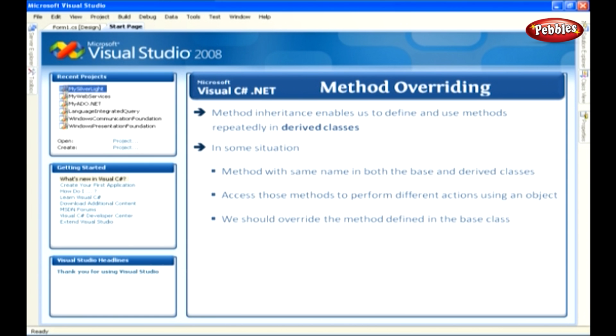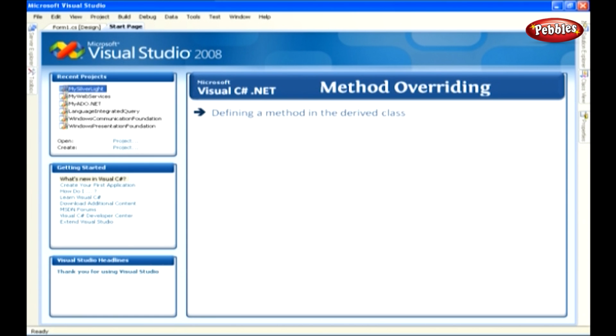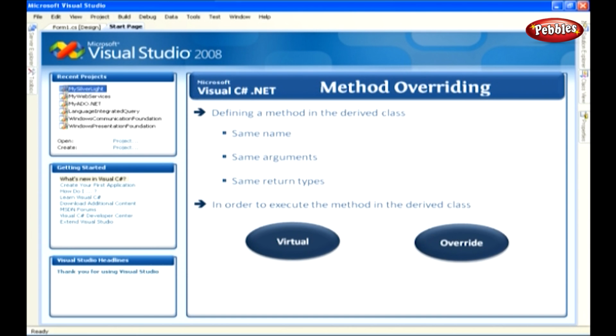This is possible by defining a method in the derived class that has the same name, same arguments, and same return types as a method in the base class. In order to execute the method in the derived class, we have to include two keywords, namely virtual and override. We have to use the virtual keyword in base class and override in derived class.